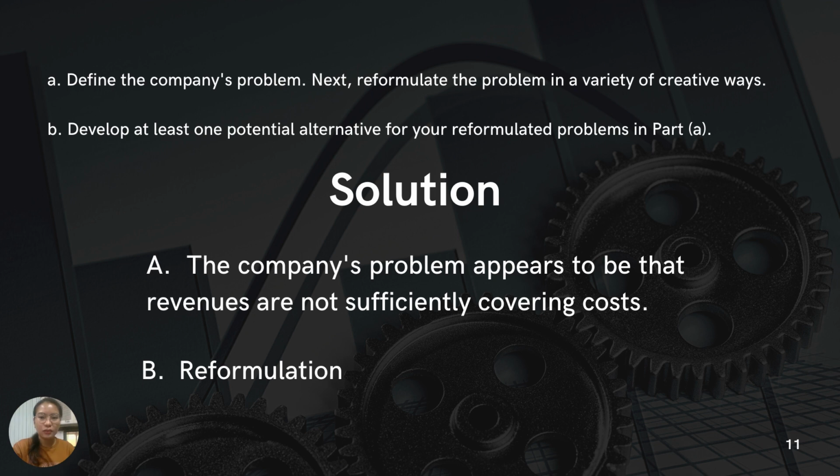Now the solution. First, okay, now let's go to the solution. The company's problem appears to be that revenues are not sufficiently covering costs. Okay, so several reformulations can be posed. First is the problem is to increase revenues while reducing the costs. Okay, another reformulation would be the problem is to maintain revenues while reducing costs. Okay, so the third would be the problem is an accounting system that provides distorted cost information.